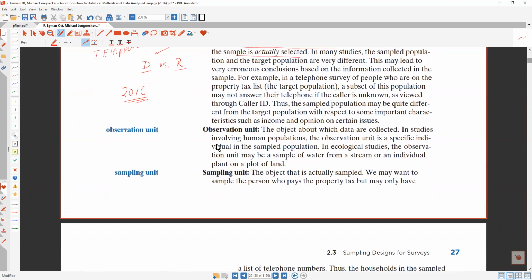The observational unit is the object about which the data are collected. So we could be dealing with human populations, we could be dealing with animals. Maybe we're doing a study in Yellowstone National Park and we're studying wolves. Well, each wolf would be considered the unit that we are observing. The sampling unit is the object that is actually sampled. So we want to study wolves, but we're only going to sample a few of them. That's the sampling unit.